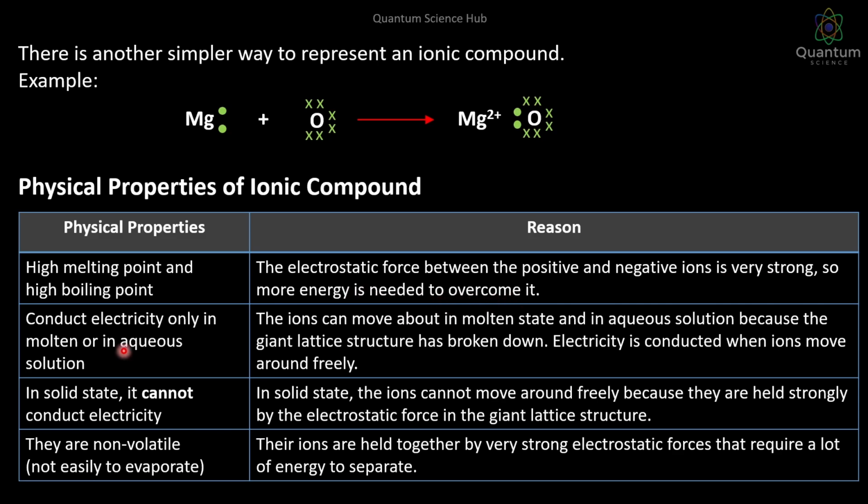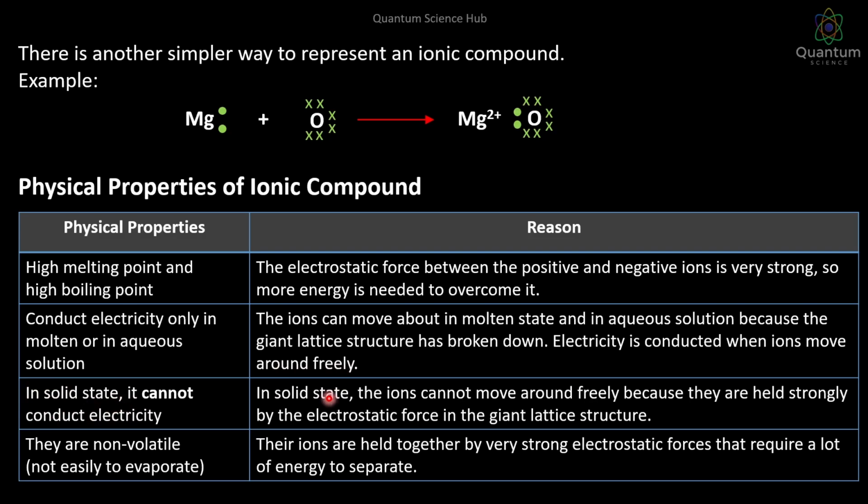And all ionic compounds can conduct electricity only in molten state or in aqueous solution. So that means they can only conduct electricity in a liquid state. And this is because the giant lattice structure, or we can say the solid structure, has broken down. Electricity is conducted when ions move around freely.